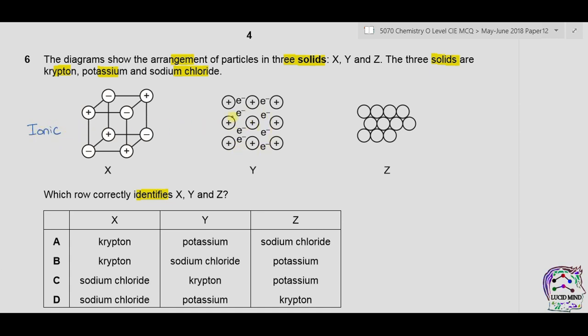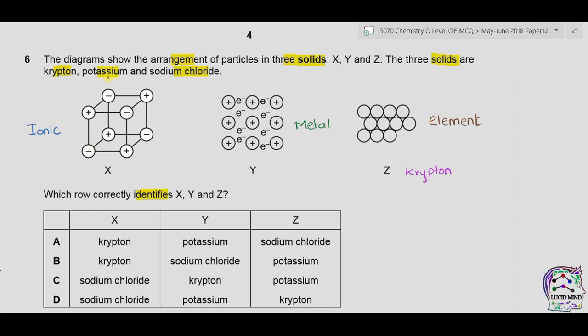In Y we can see that we have positive ions surrounded by a sea of negative electrons. So this is the structure of metal. In Z we can see that we have similar size of atoms and they are present close together. So therefore this is the structure of an element in solid state. From the given options we can see that krypton is an element, so therefore Z should be krypton. Krypton is a noble gas member.